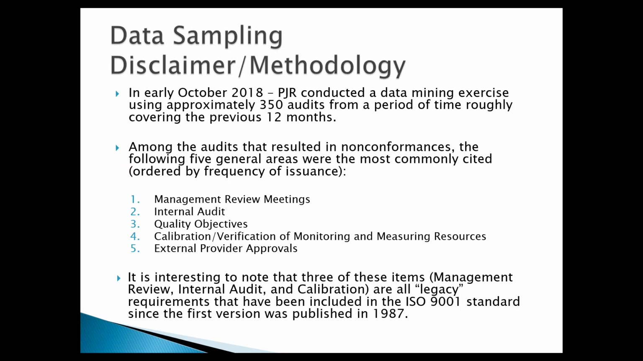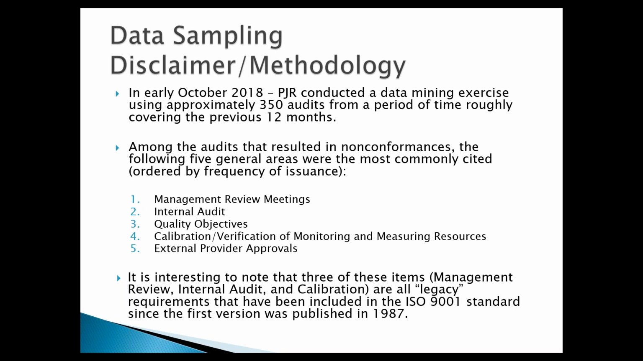So in the early days when this presentation was first put together, I did some research and culled about 350 audits from a period of time running roughly October 2017 to October 2018, and analyzed where the nonconformances were being written, where the items were that were coming up the most in the context of an audit. And I came up with a top 5, and these have actually been ordered in terms of how often they came up. The number 1 issue was management review meetings, followed by internal audits, followed by quality objectives, followed by calibration or verification of measuring and monitoring resources, and lastly, external provider approvals.